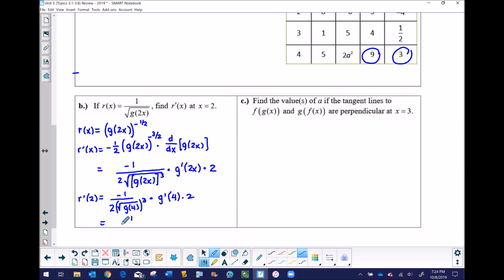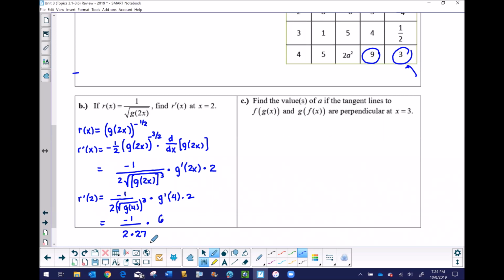So let's talk through this, guys. What is the square root of that 9? Of course, you're all going to say 3 because you're smart. And then cube, 3 cubed is 27, right? And then remember the g prime of 4 was the 3 here. 3 times 2 is 6. And now you're pretty much off to the races.